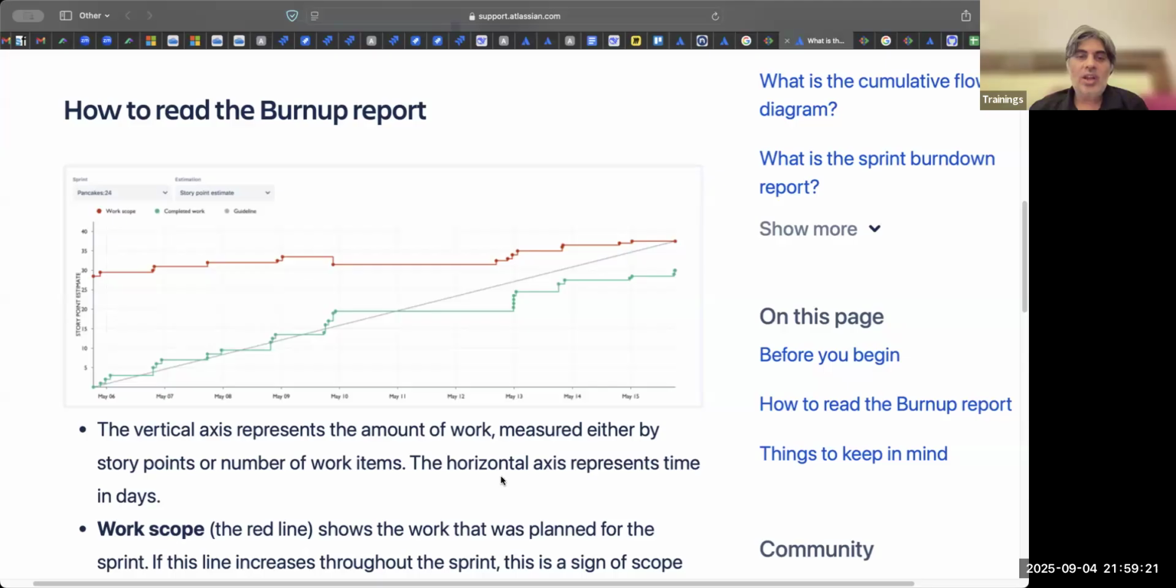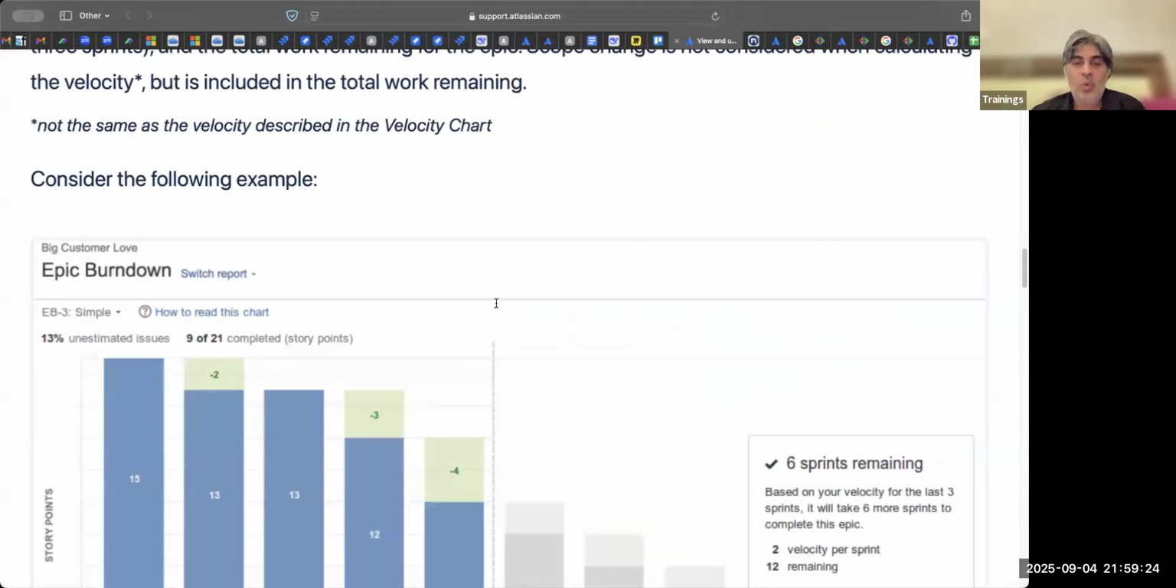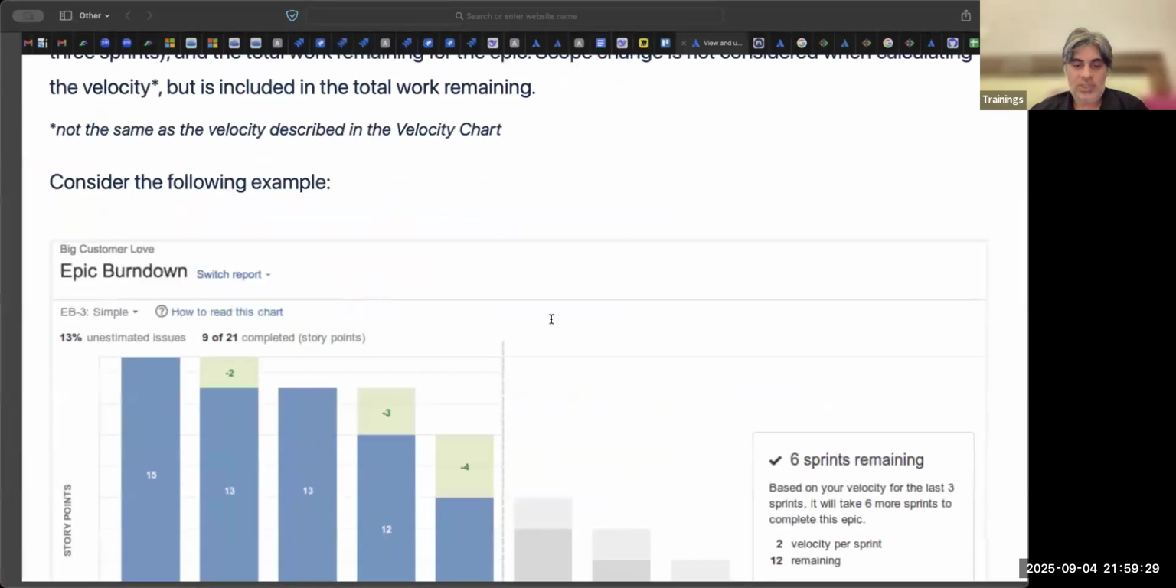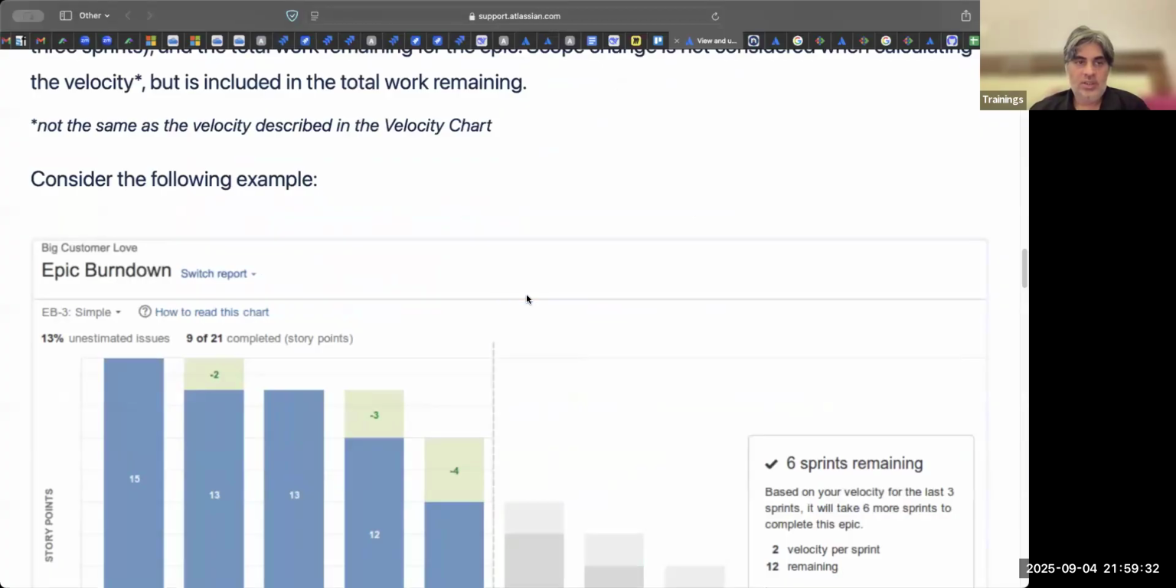A couple of other charts. One is the epic burn down. This is a very simple chart. These epics will be owned by different product owners. You could be working with a team that has 2, 3, 4 product owners, but typically 2 or maybe 3. There could be 1 BA, 1 product owner, and everybody would have different epics. So they need to know what is happening to their epic. The epic burn down chart is used to find out what is happening to each of the epics.